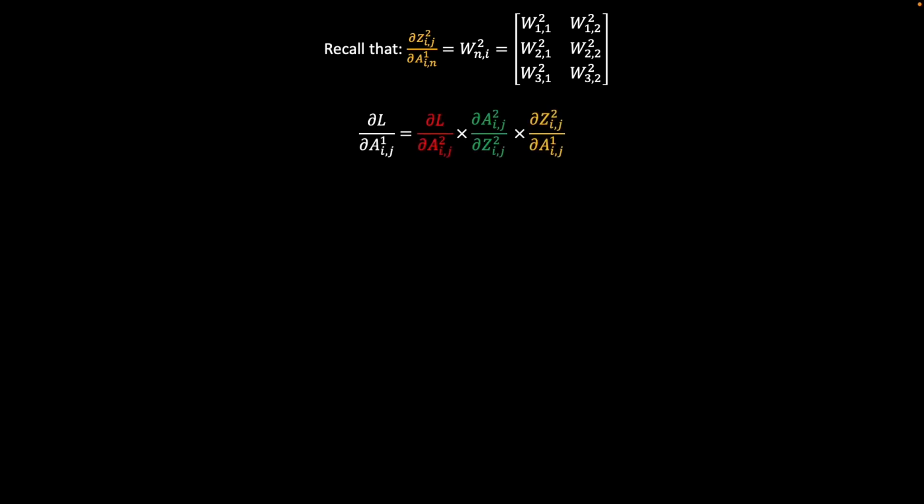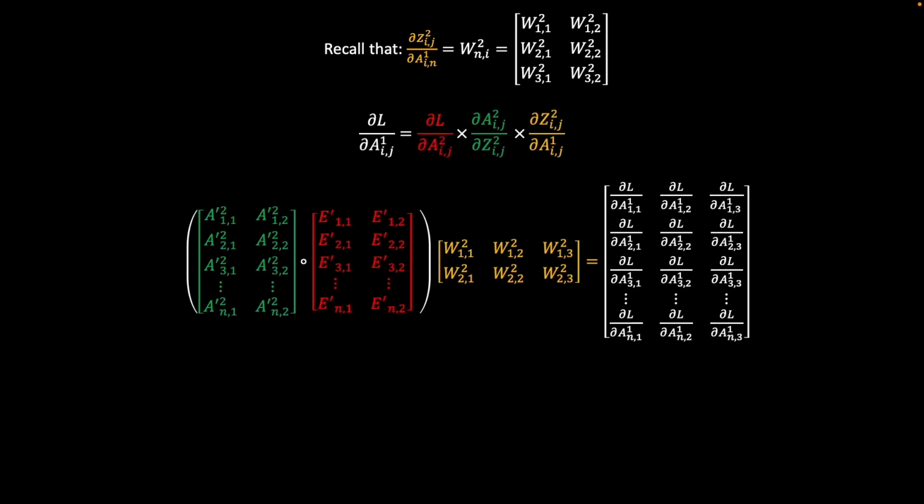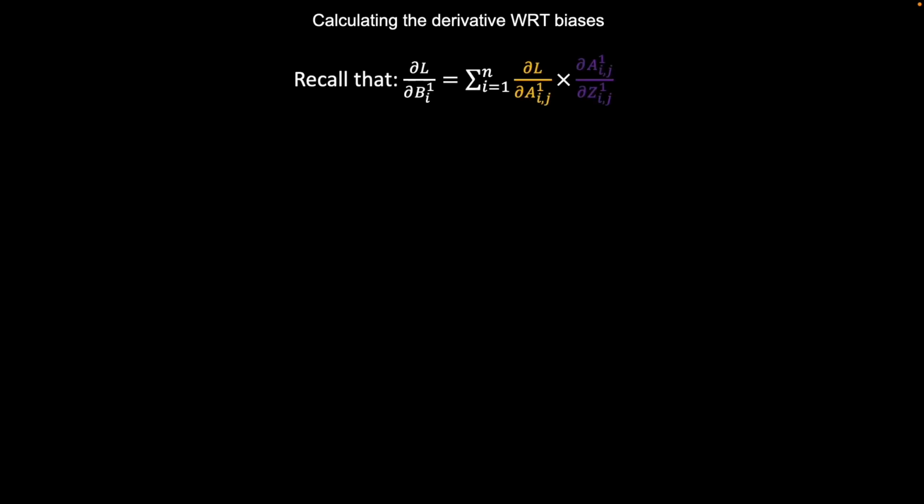Now we need to calculate the derivative of the loss with respect to the biases. We can do this in two steps. First, we need to look at the derivative of the loss with respect to A1. We've already calculated this as follows. Now we need to look at the expression that represents the derivative of the loss with respect to B1. This is simply the sum over all the rows of the derivative of the loss with respect to A1 times the derivative of A1 with respect to Z1.